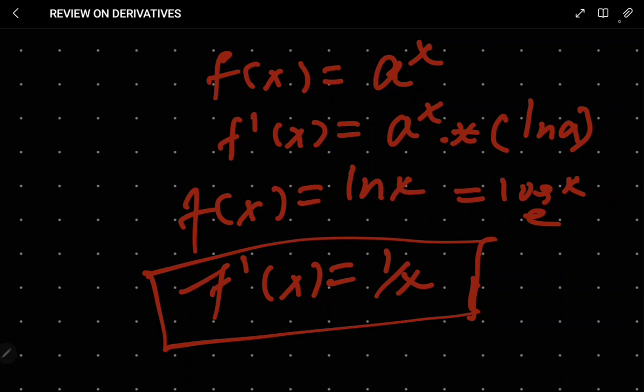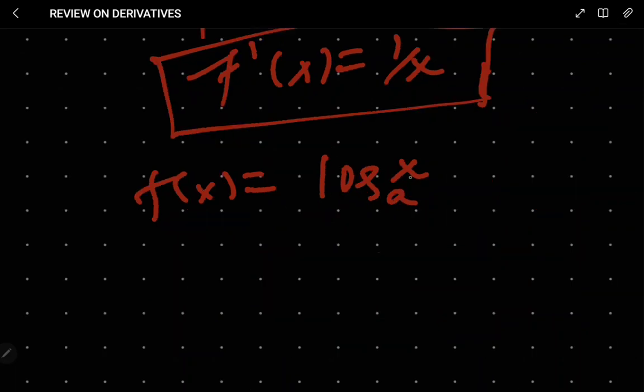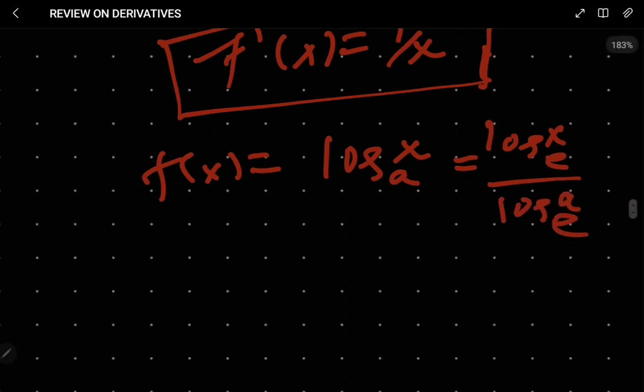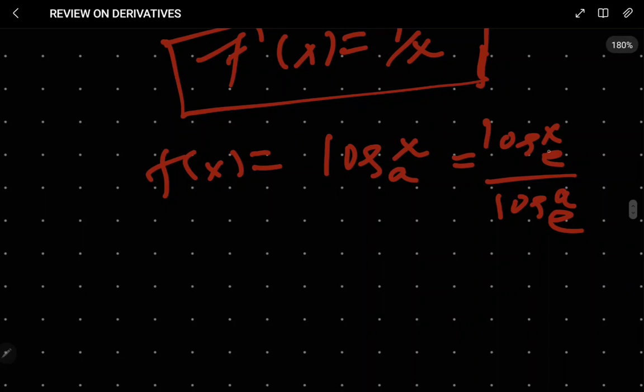So you can use the logarithm property to change the base of this one. This is the same as logarithm of x to the base e over logarithm of a to the base e, the base change formula. But logarithm of x to the base e is called ln x. So f of x in the other way is ln x over ln a.